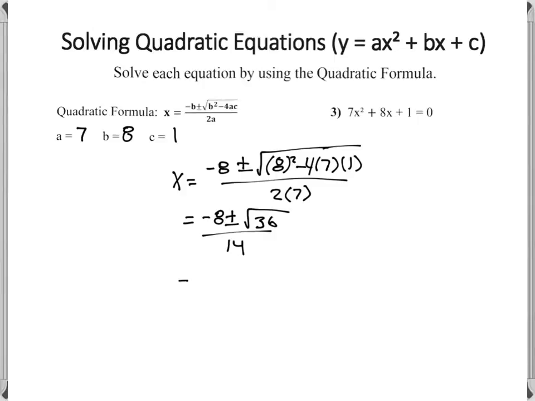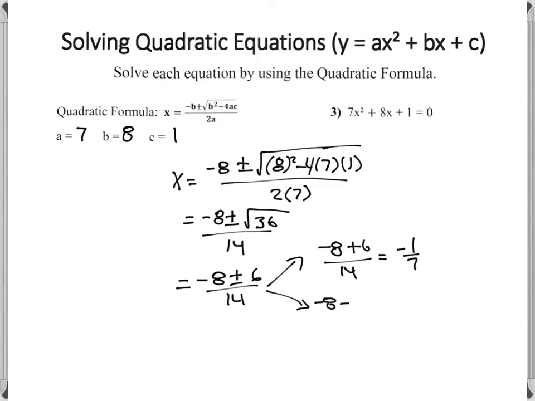Well, once again, the square root of 36 is just 6, so I've got negative 8 plus or minus 6 over 14, and I break this apart into my two equations. So that's negative 8 plus 6, which would be negative 2 divided by 14, which gives us negative 1/7. On the bottom, we'll have negative 8 minus 6, which is negative 14, divided by 14, which results in negative 1. So our answers are negative 1/7 and negative 1.